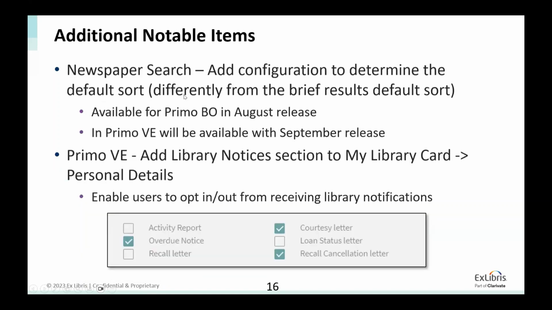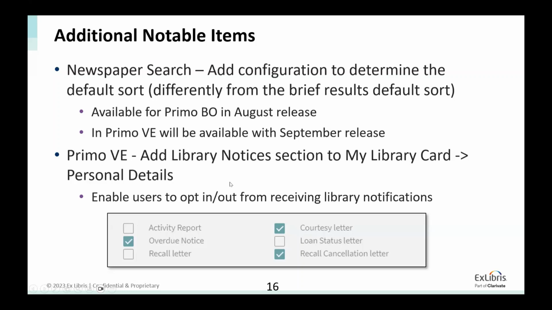Okay, more configuration available for you. In the newspaper search, you will be able to set a different configuration for the default sort. You can choose to have the default sort by date, newest first, in the newspaper search, which is different from the brief result default sort. It's available in the Primo Backoffice August release and will be available in Primo VE in the September release.